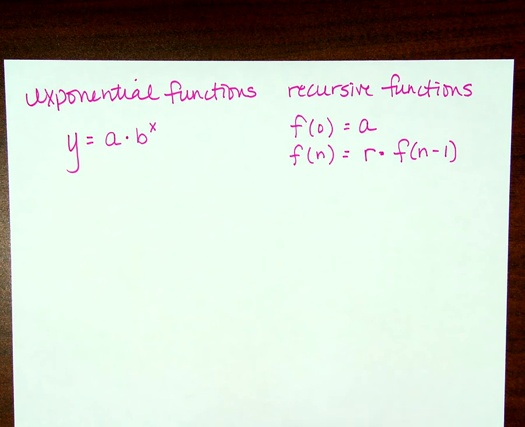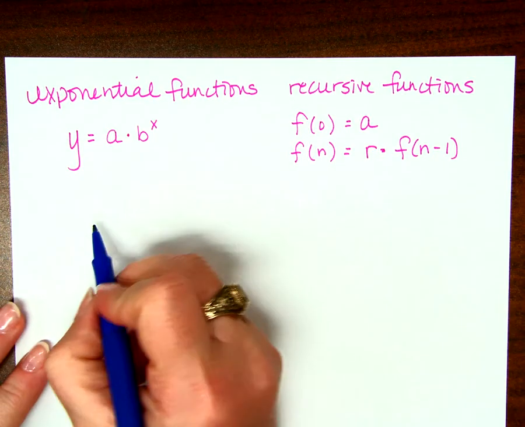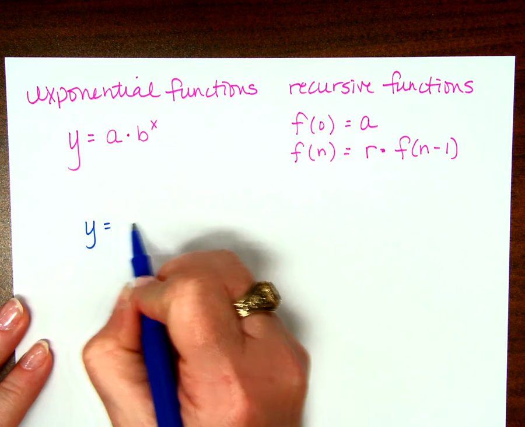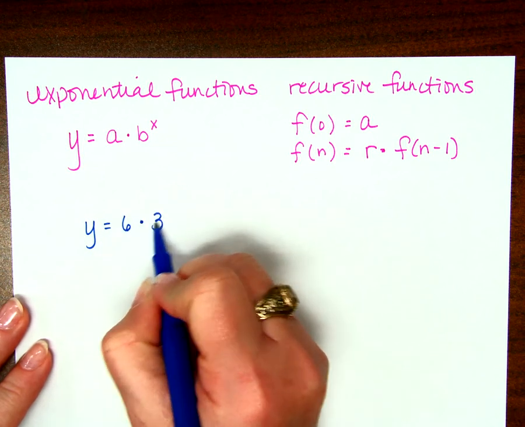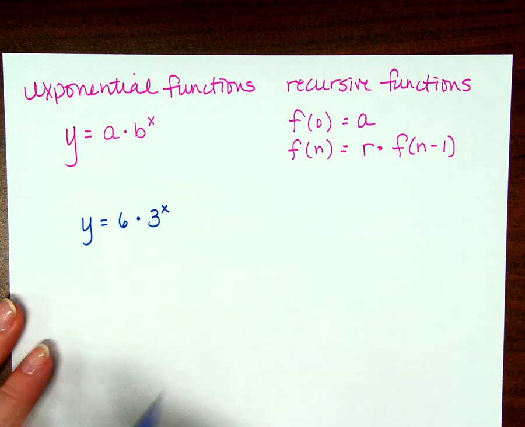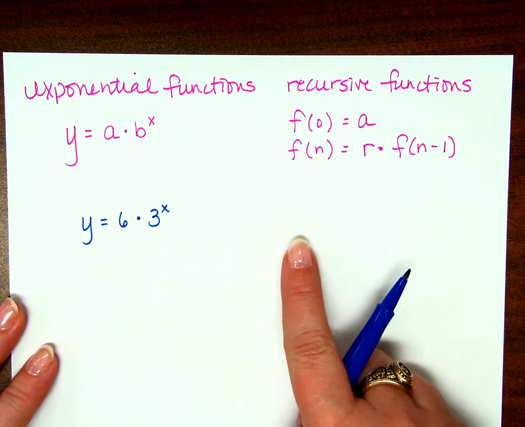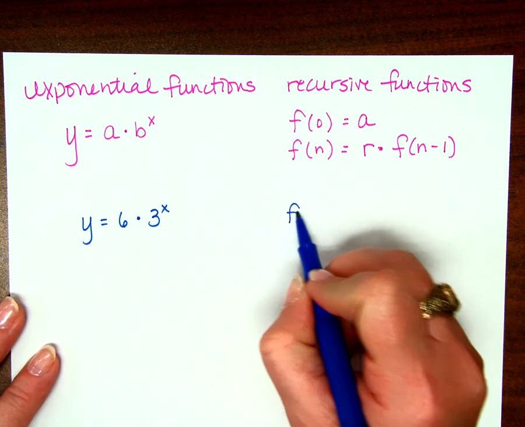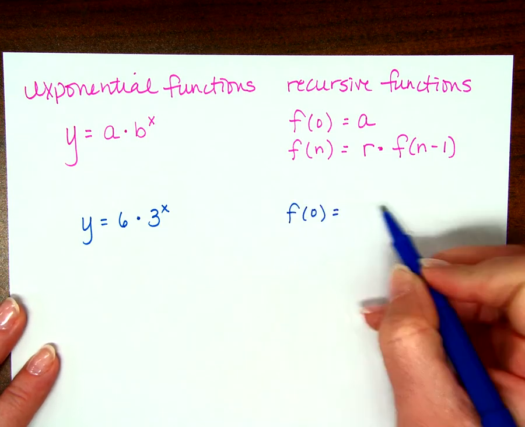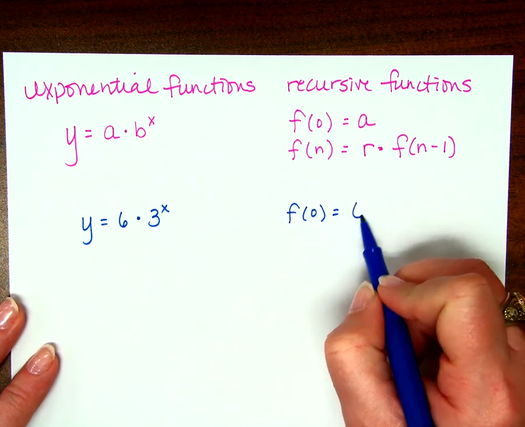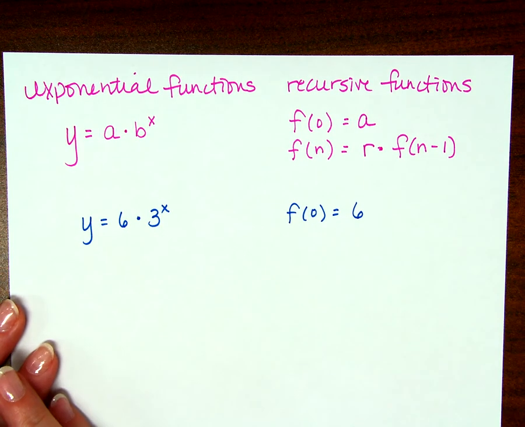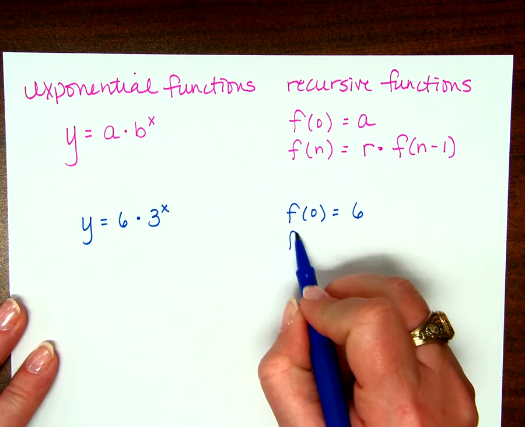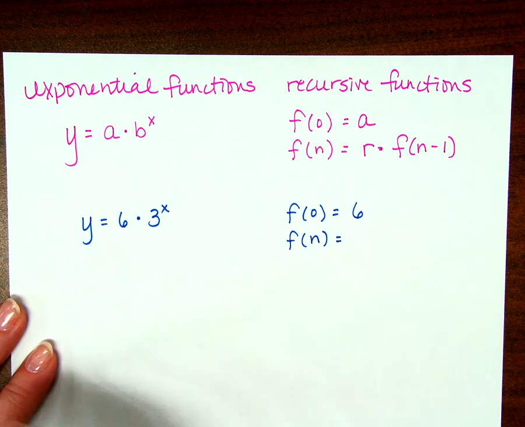Okay? So here's what I need you to be able to do. If I give you this function, y equals 6 times 3 to the x, I need you to take this exponential function and write it as a recursive function. So in this particular problem, f of 0 is going to equal what? 6. And f of n is going to equal what?